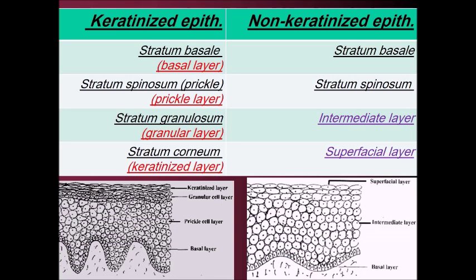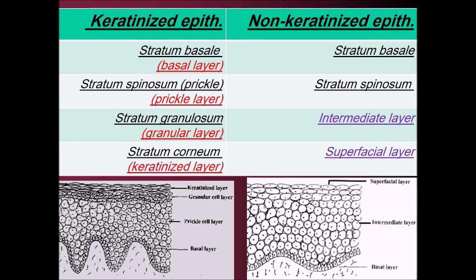There are other names for the layers of the epithelium, which are Latin names for the different layers of the epithelium. The first layer, which is the basal cell layer, is called the stratum basale. The prickle cell layer, we call it stratum spinosum, and the granular layer, we call it stratum granulosum, and the keratinized layer, we call it stratum corneum. For the non-keratinized epithelium, stratum basale, stratum spinosum, and for the intermediate layer we call stratum intermedium, and the superficial we call it stratum superficiale.